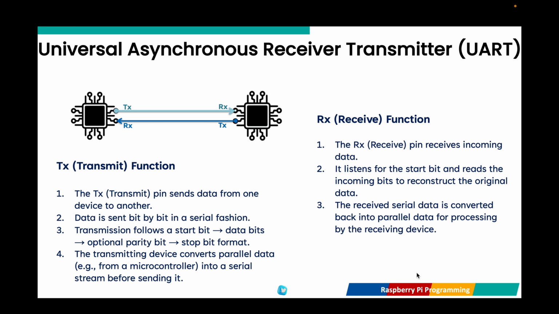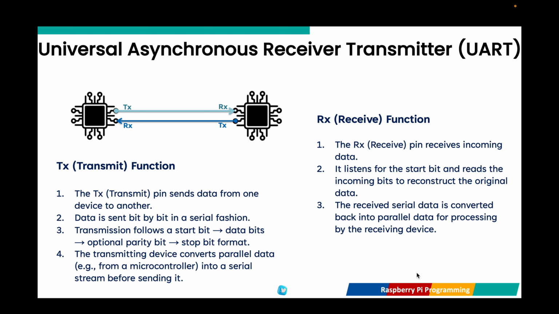Now, let's have a look at the RX function. The receive pin listens for incoming data. When it detects a start bit, it begins capturing the data bits and reconstructs them into meaningful information. The received data is then converted back into parallel data for processing. One important rule in UART communication is that the TX of one device must always be connected with the RX of another. This ensures proper data transmission.